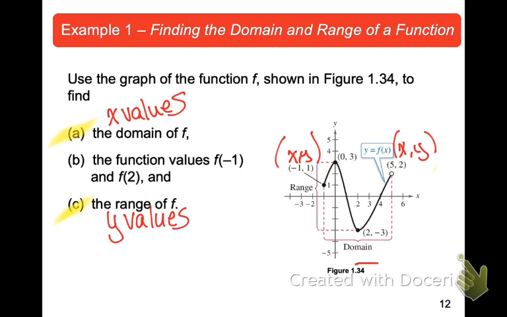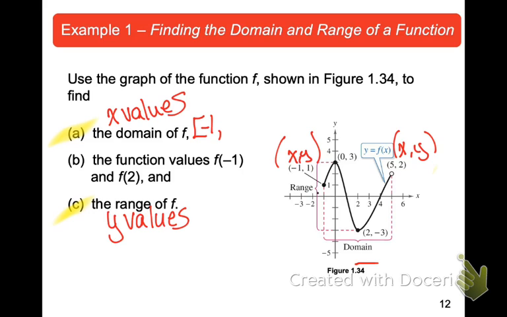Okay, now, the fact that this point is solid and this point is open, that matters. It matters that that point's open and the other point's closed. So, my x values, I start with -1 because I'm always going from the left to the right. So the domain of this starts with -1, and I'm going to have a bracket there because that dot is closed.